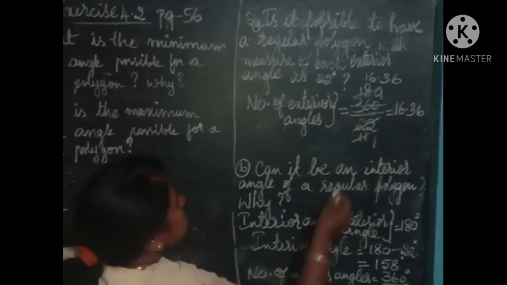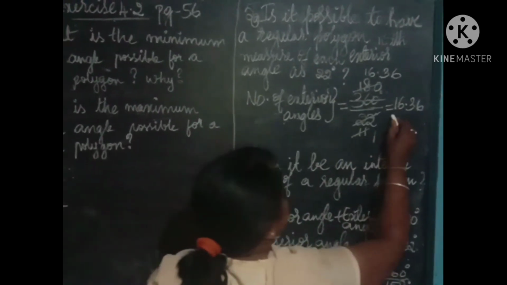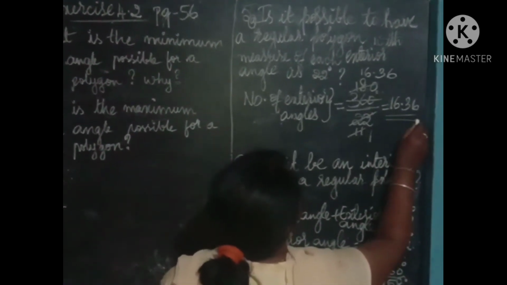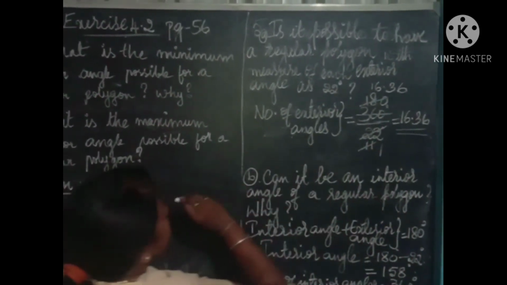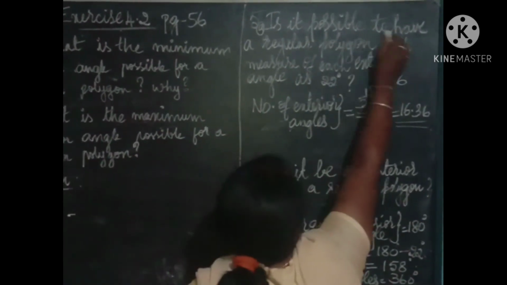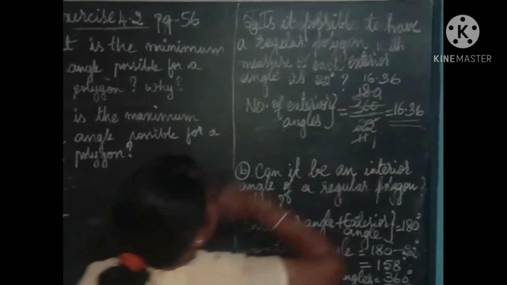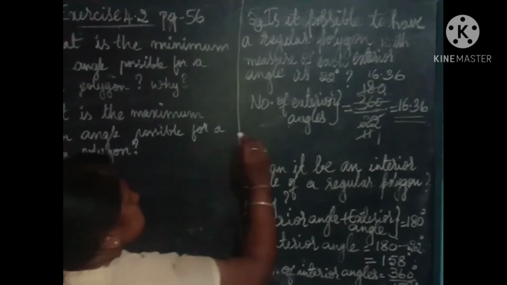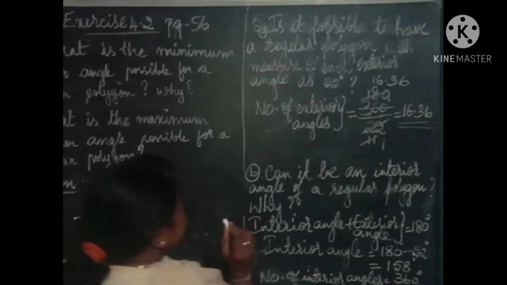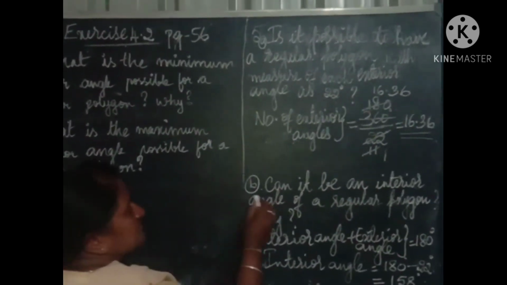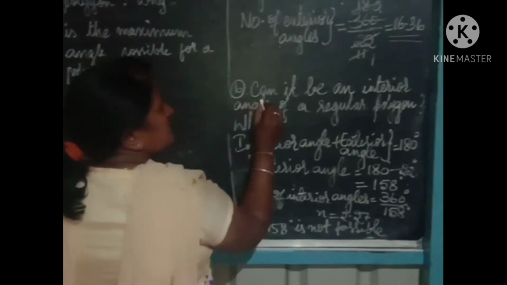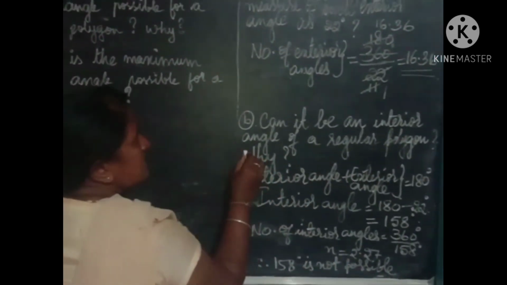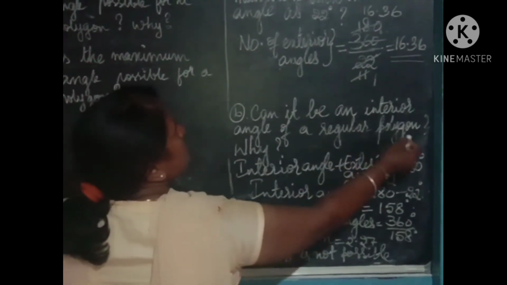Okay, so here we got a decimal, so therefore it is not possible. Therefore it is not possible to have a regular polygon. Okay children, this is question 5A. Now 5B: can it be an interior angle of a regular polygon?